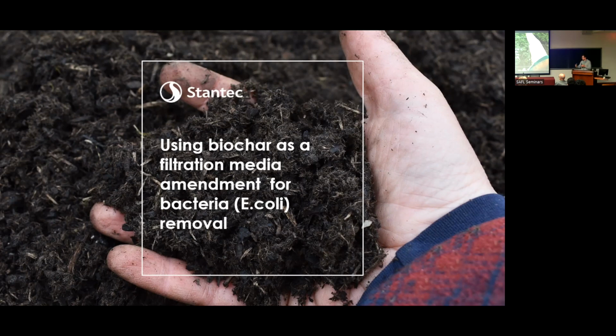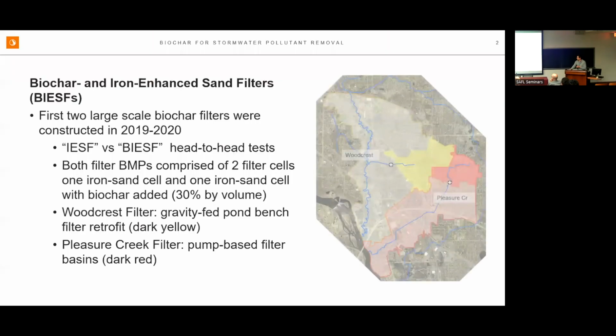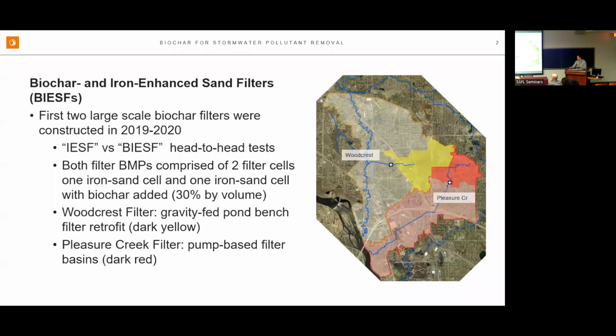I was in a much similar situation, these being some of my first large design projects, putting my PE on those. So this is building on the iron enhanced sand filters and then adding biochar. The first two large scale filters we built, we didn't start with large scale filters, that'll be the next slide, but the first two large scale filters we designed and constructed in 2019 and 2020.